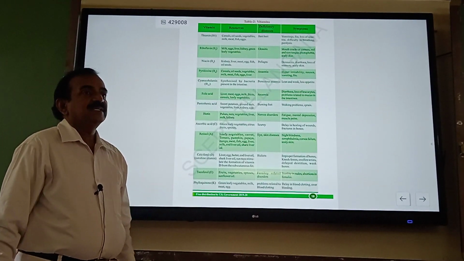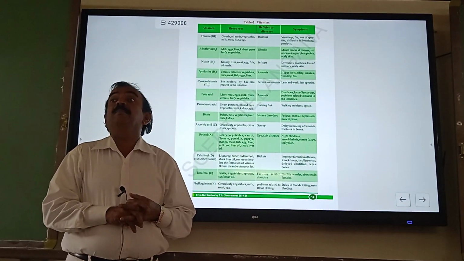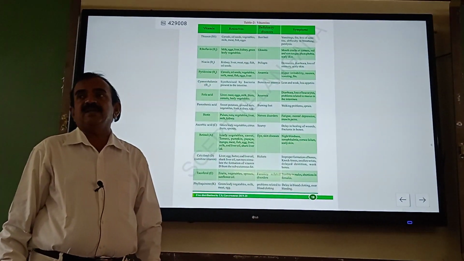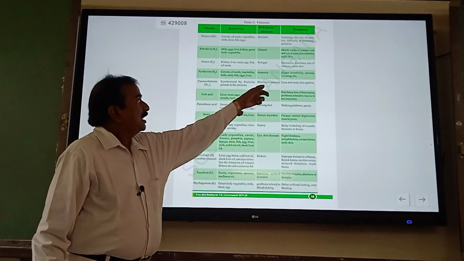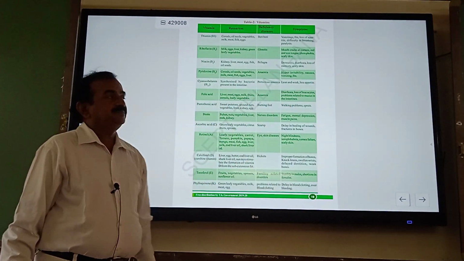Next is cyanocobalamin. Cyanocobalamin vitamin is called B12. It is synthesized by bacteria which are present in our gut. And the disease is pernicious anemia, with weakness and less appetite.